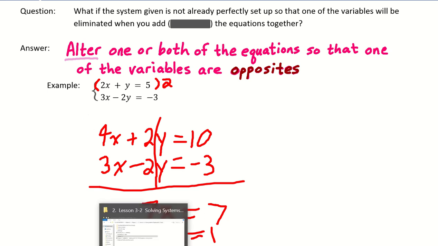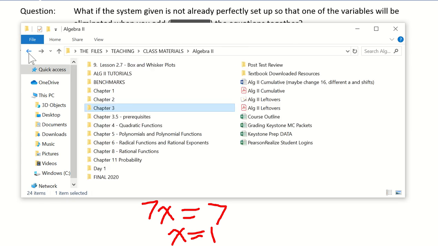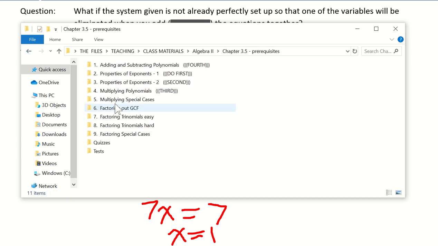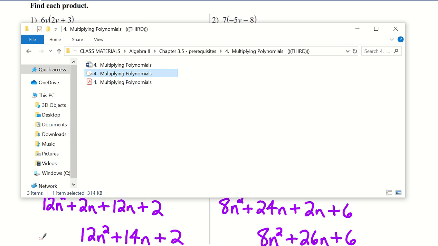Now, let's see here, people. Multiplying polynomials.